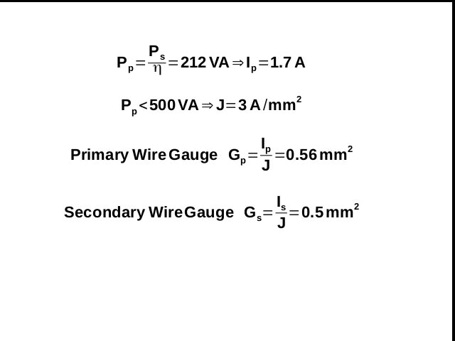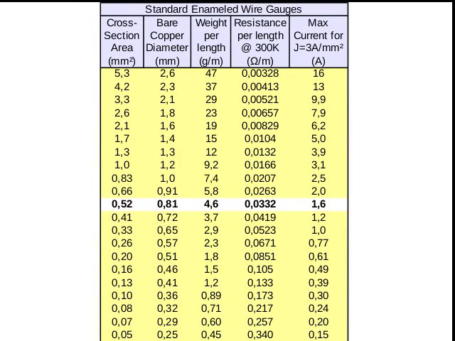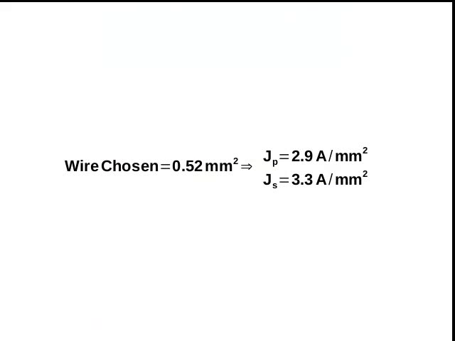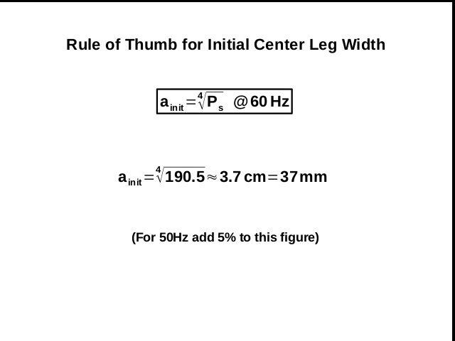So for the primary we would have to have a 0.56 square millimeter wire, and for the secondary we will need a 0.5 square millimeter wire. Consulting a table of standard enameled wire gauge, there is a 0.52 square millimeter wire. This will be more than enough for the secondary. If we employ this same wire for the primary, the current density will be 3.3 amps per square millimeter, which is good enough. With practice you will know which initial EI core size to choose.